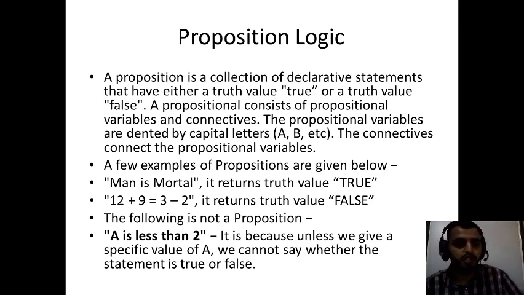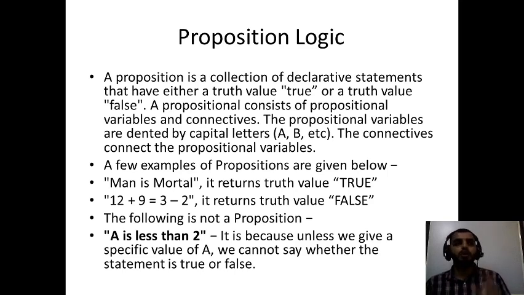If you see over here, a few examples of propositions are given below. Man is mortal. Mortal is the ability of the human to die. So it returns a value called true. Yes, humans are mortal. They are not immortal. Now coming to the second statement: 12 plus 9 is how much? 12 plus 9 is 21. Is it equal to 3 minus 1? What is the value of 3 minus 1? It is 1. Are these both values the same? No, it is not the same. So the value is false.